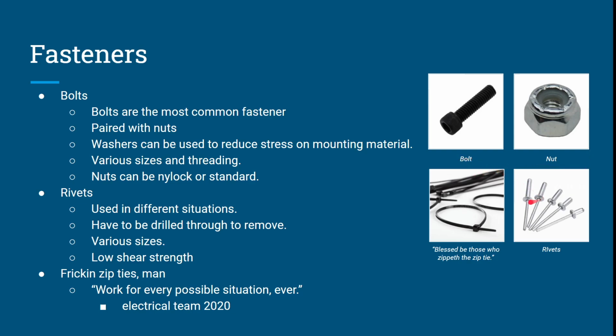And then you have rivets, which, if you pull on this, it bows out here. So they're single-use items, but they only need to go in one hole, whereas with bolts and nuts, you have to access both sides for it to work. Rivets, you only need to access one side, but to get it out of the hole that it's in, you need to drill straight through it. And then you have zip ties, which are literally the best thing anyone's ever invented ever.